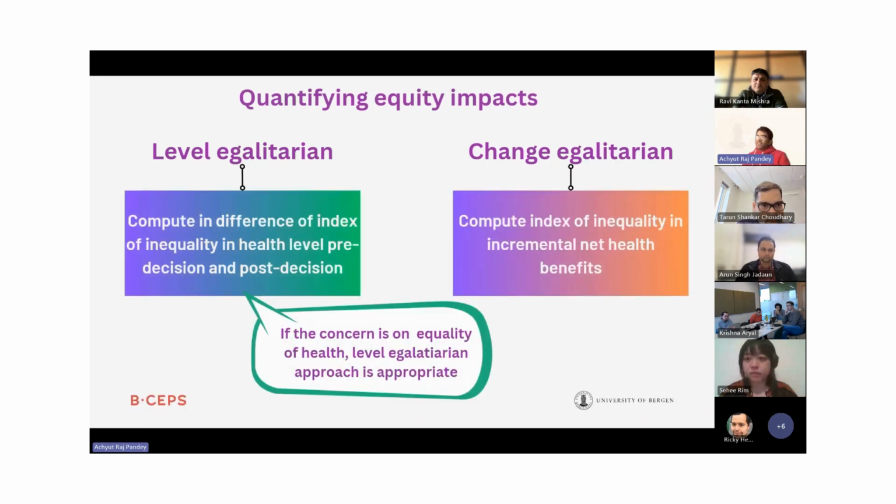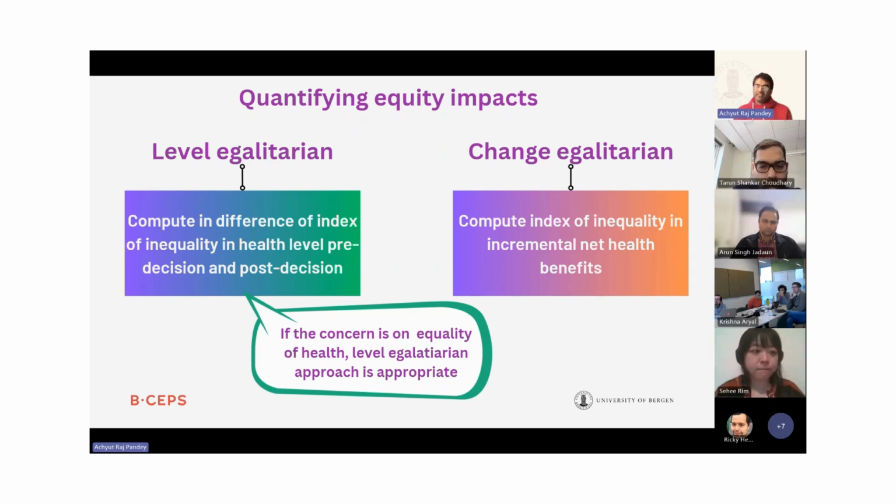So there are two approaches in quantifying the equity impacts, the level egalitarian approach and the change egalitarian approach. In the level egalitarian approach, we compute the index of inequality before we made the decision. We compute the index of inequality after we made the decision, and we see how these two indices differ. So we compute the difference in the two indices of inequality. However, slightly different, in the change egalitarian approach, we compute the index of inequality on the incremental net health benefit variable.